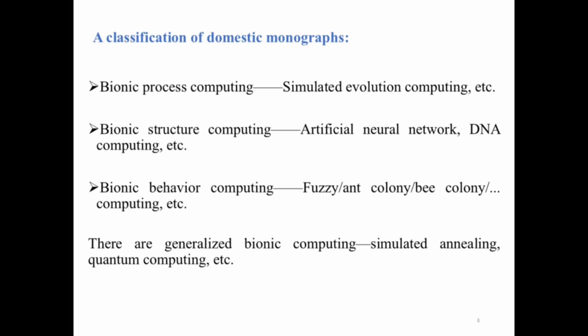Bionic computing is often classified into three categories: bionic process computing, bionic structural computing, and bionic behavior computing. These classifications help us understand the diverse ways we can apply biological principles to technology.